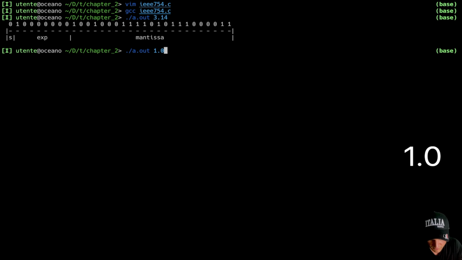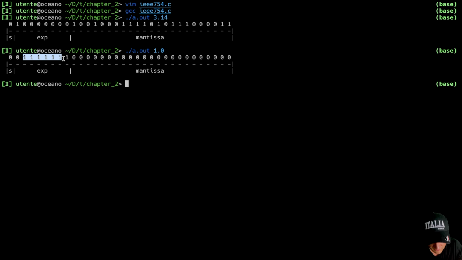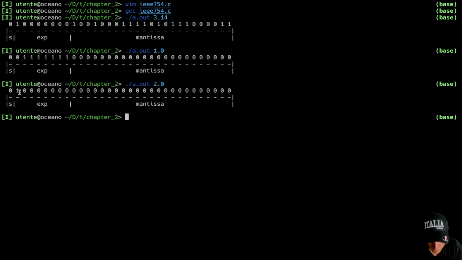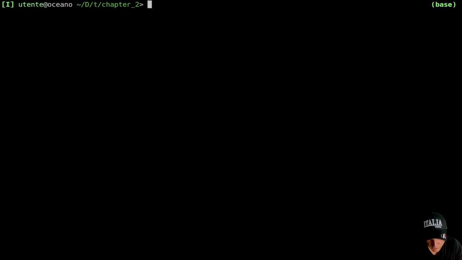For example, 1.0, of course we know is this one, because we have 127 minus 127, so 2 to the 0, 1 times 1. If I do, for example, 2.0, of course we have a 1 here because we have 2 to the 1, and so forth. You understand this point. Of course, I will push everything on GitHub so you can check by yourself.